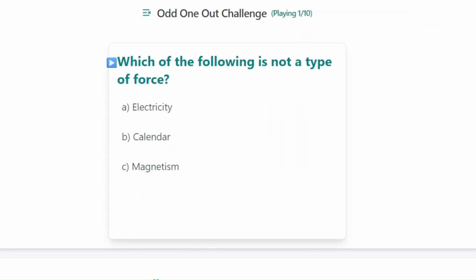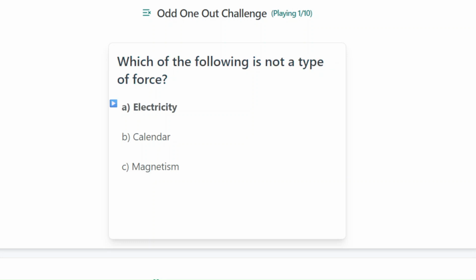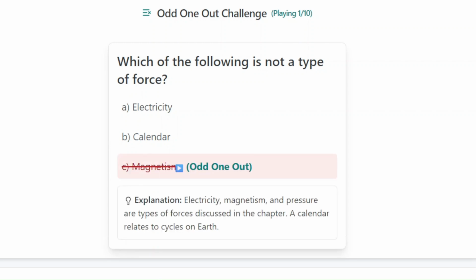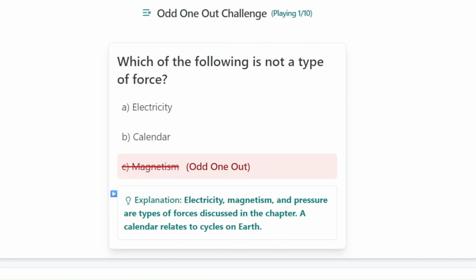Which of the following is not a type of force? Electricity. Calendar. Magnetism. The odd one out is calendar, because electricity, magnetism, and pressure are types of forces discussed in the chapter. A calendar relates to cycles on Earth.